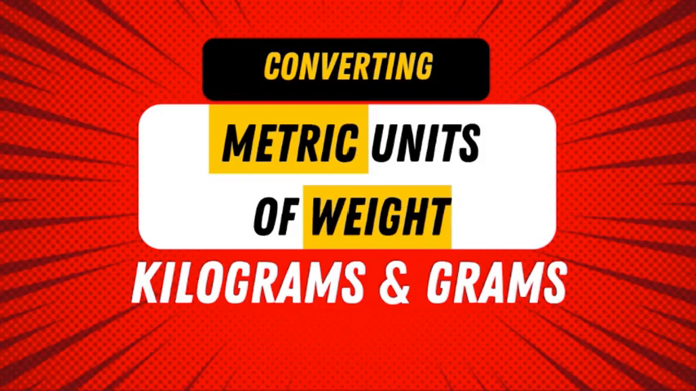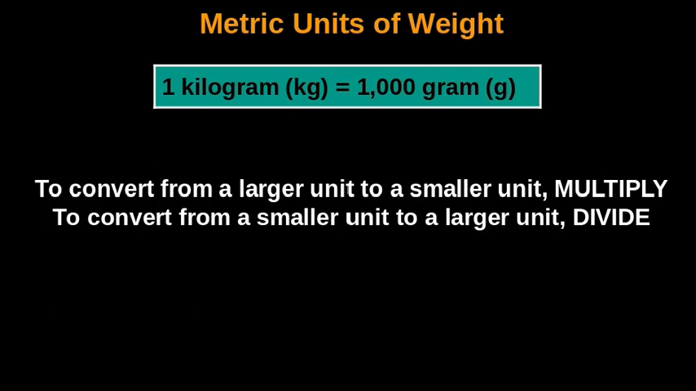Converting the metric units of weight, kilograms and grams. In this video, we're going to look at how to convert from kilograms to grams and from grams to kilograms. To convert from kilograms to grams, you multiply, and to convert from grams to kilograms, you divide. A kilogram is way bigger than a gram because 1 kilogram equals 1,000 grams.